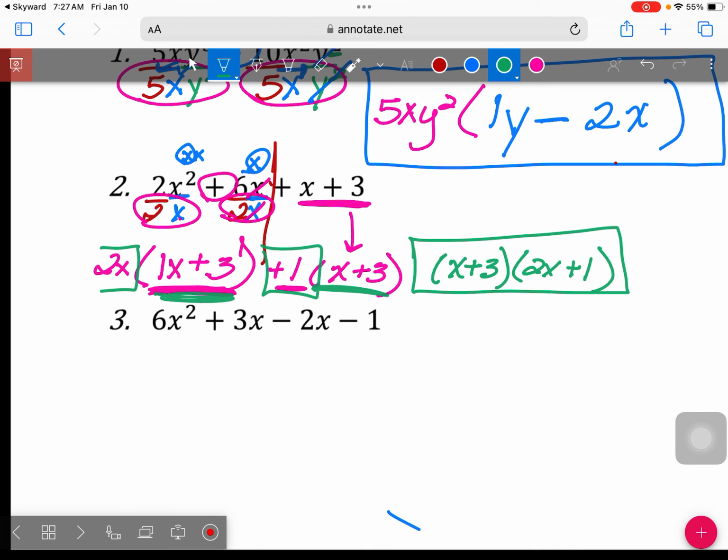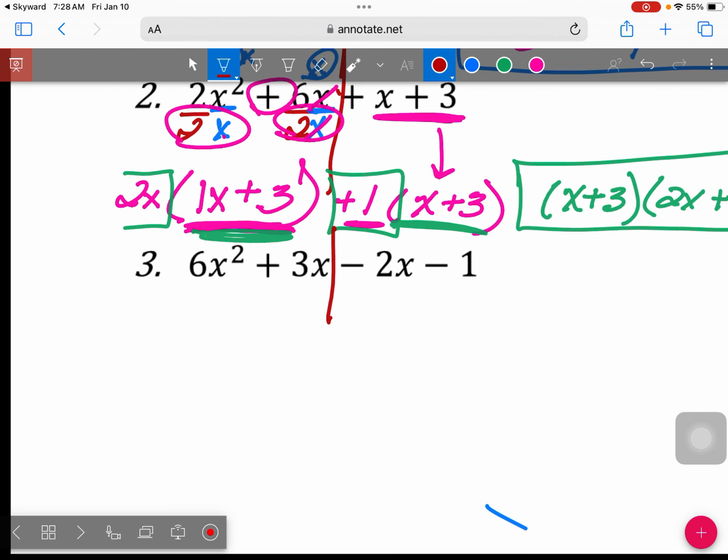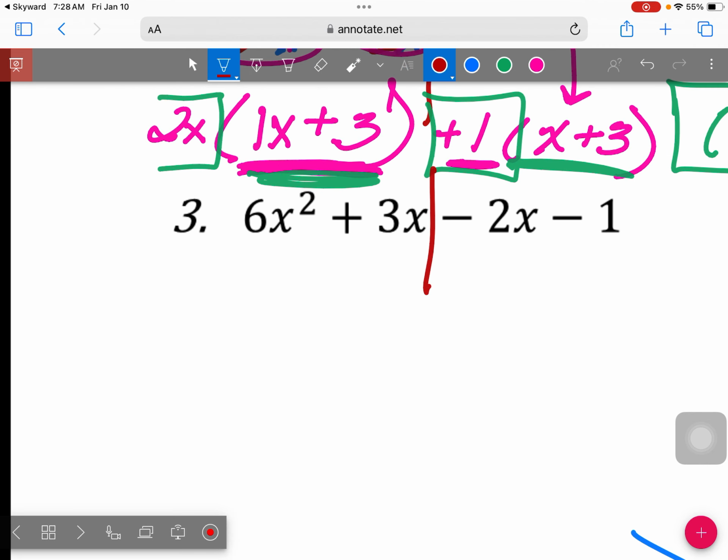All right, let's go to number 3. What do you notice about number 3? Grouping. 4 terms. When you see 4 terms, boom, you need to divide it into 2 and 2. All right? So let's take a look at the first 2 terms.